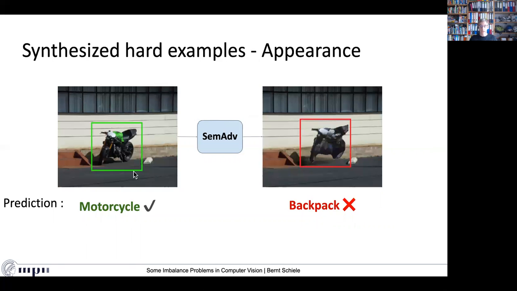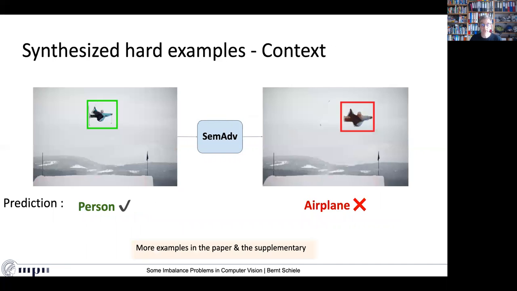Here's a case where it generates hard examples. So here there's a motorcycle, right? And then our semantic adversarial generator generates a motorcycle still, I would argue, very much so, but it actually is classified as backpack. So it's really completely off. So really generating hard examples in terms of appearance.